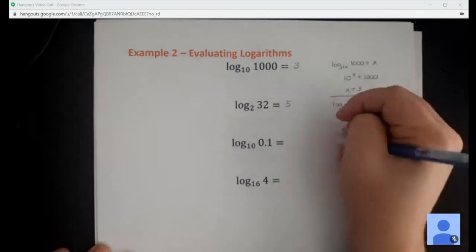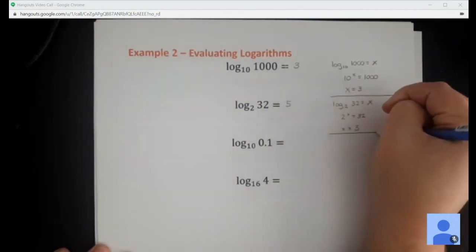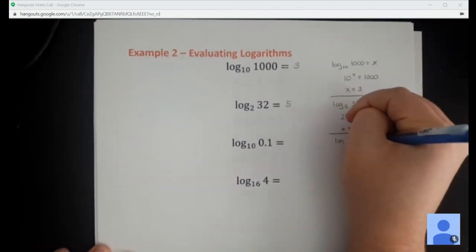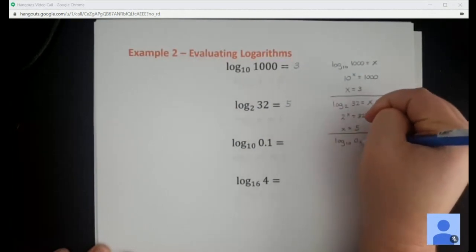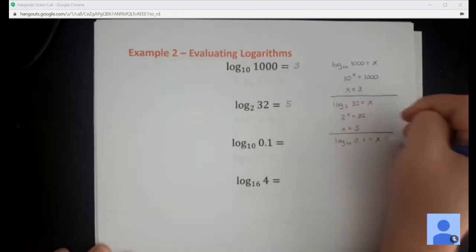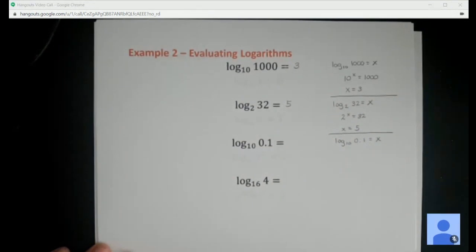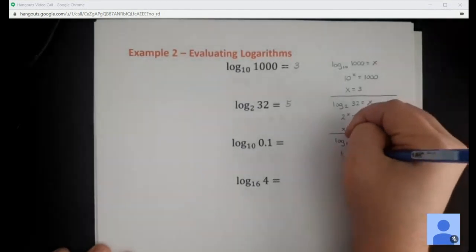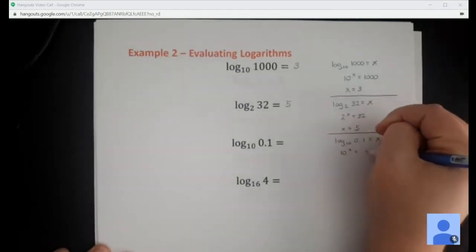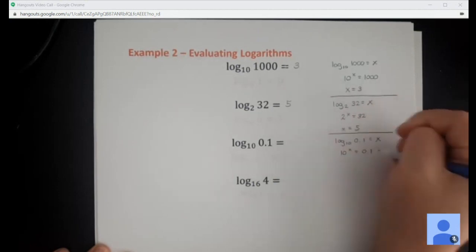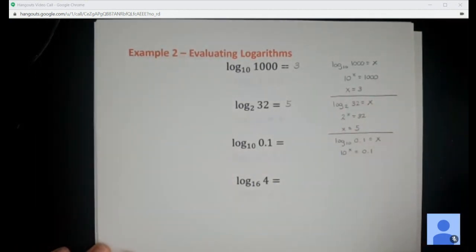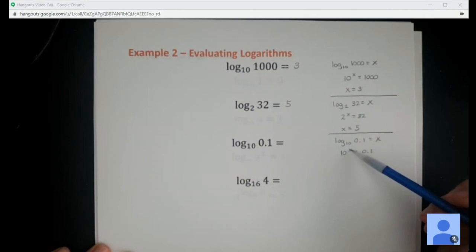All right, let's look at the next one now. This time, got a base 10 log of 0.1 equals x. So what's my exponential form this time? Good, 10 to the x equals 0.1. Okay, so now I'm trying to figure out what would my exponent need to be here so that I would end up with 0.1 when I do that exponent.